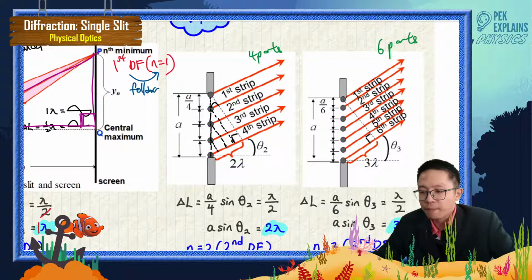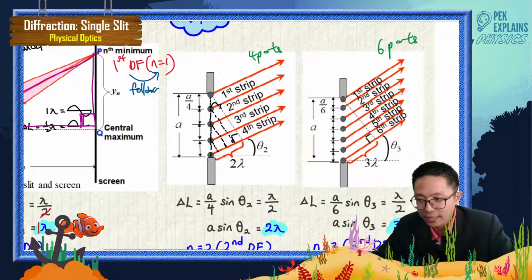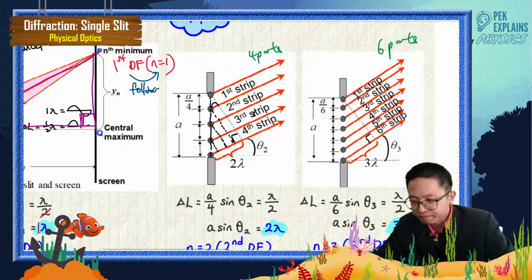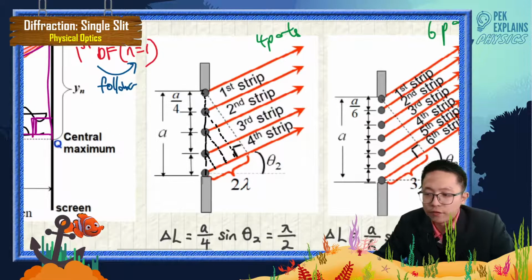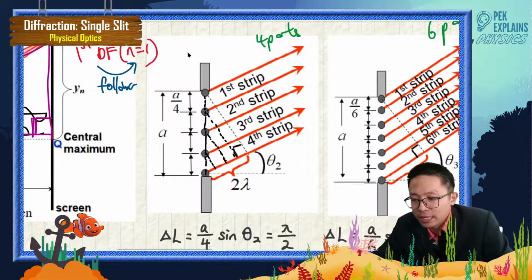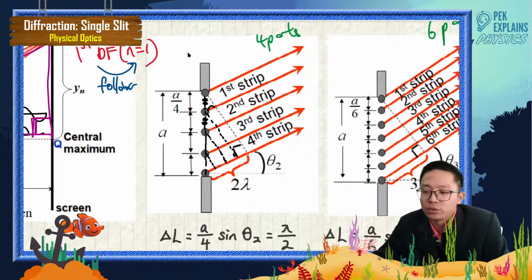Okay, you know. So the first particle here, the first particle here, and the first particle here also differ by half lambda. That's why, following also, you see the first particle here and the first particle here also half lambda. So the second particle here and the second particle here also half lambda. The third particle and the third particle here in these 2 parts also half lambda.